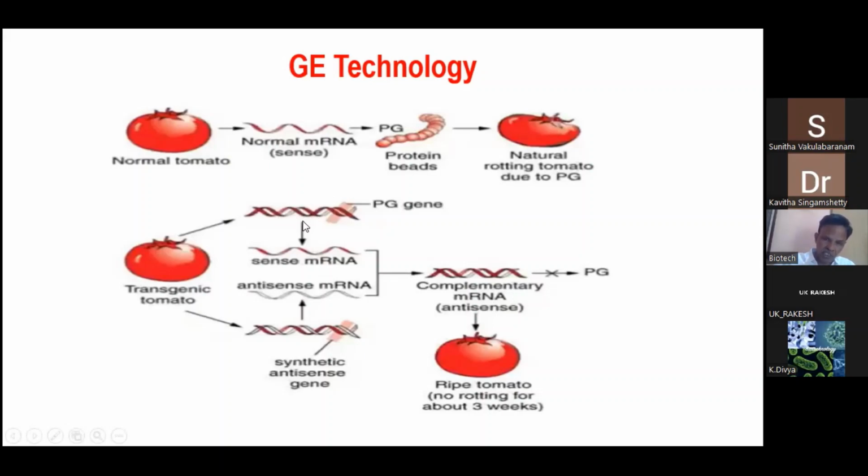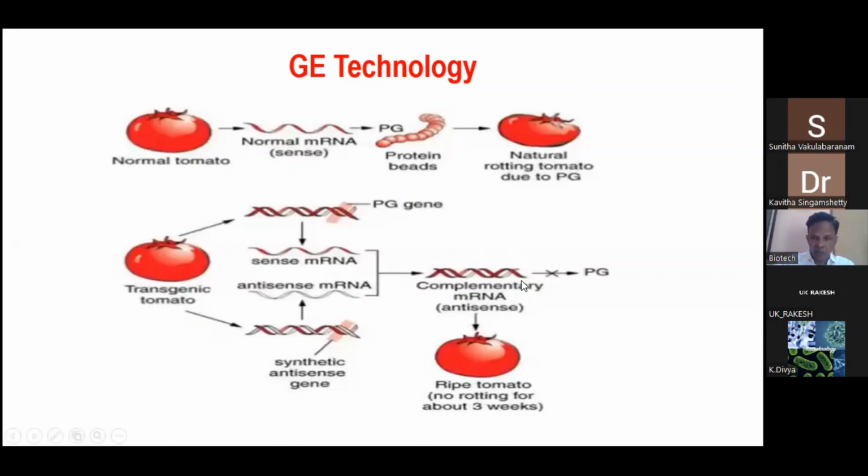the double-stranded PG gene to produce PG enzyme. PG enzyme is not produced. Why? Because it is not single; this is complementary. So they bind, and as a result, PG is not produced. So this is called antisense RNA technology. They have used antisense RNA technology, and they have produced a synthetic antisense gene, and this synthetic antisense gene goes and joins with the sense mRNA.